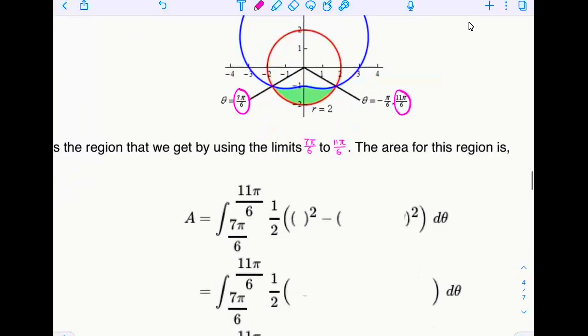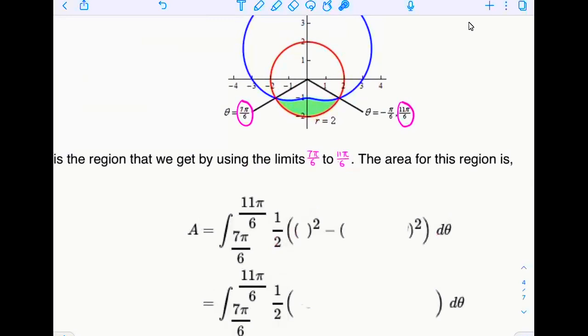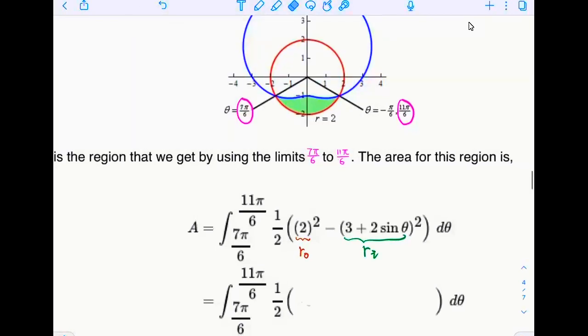So that's why we got these theta values. Okay, 1/2. This region's outer r will be the red one right here, and the inner will be the blue one. So the outer r will be 2, r will be 2. And the inner will be 3 plus 2 sine theta.